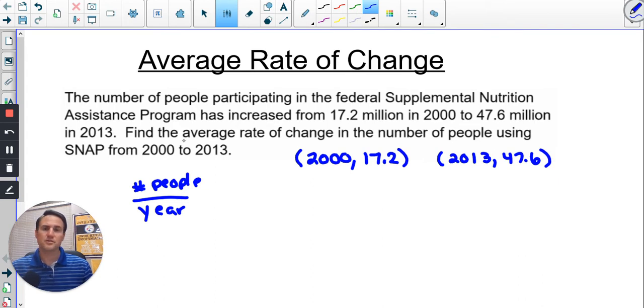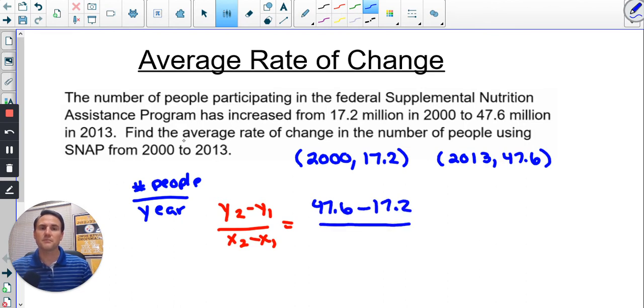All right. And so now we can just employ our slope formula. One more time, that slope formula is y2 minus y1 over x2 minus x1. And so in this instance, the number of people, of course, are going on top, so that's going to be just subtracting the two numbers, 47.6 minus 17.2. And then on the bottom, we'll subtract the years, which is 2013 minus 2000.